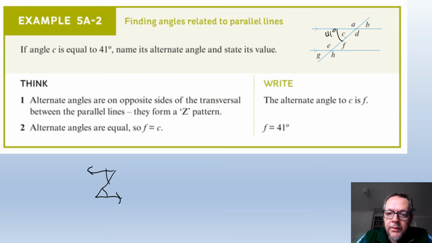So I'm looking at this one, sorry folks. Corresponding angles are the same position on opposite lines. So we know that they are equal. So the one that is alternate to C is F, and therefore F equals the same as C, which is 41 degrees.